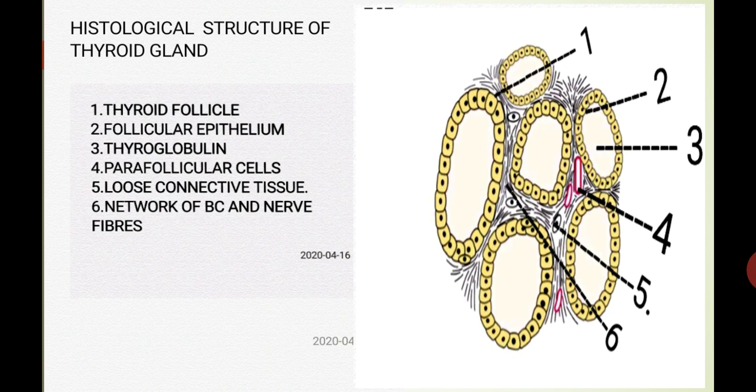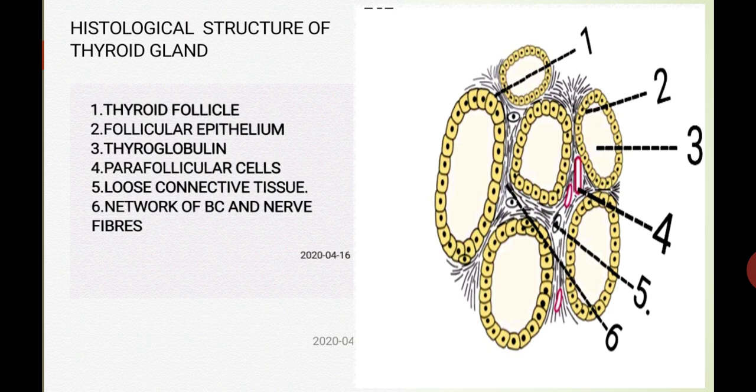Besides the follicle, some special types of cells are seen. See label number 4. These are special cells which are called parafollicular cells or C cells. Students, you know the importance of these cells. These parafollicular cells or C cells secrete one hormone called thyrocalcitonin or calcitonin. So thyrocalcitonin or calcitonin is a hormone secreted by the parafollicular cells or C cells.